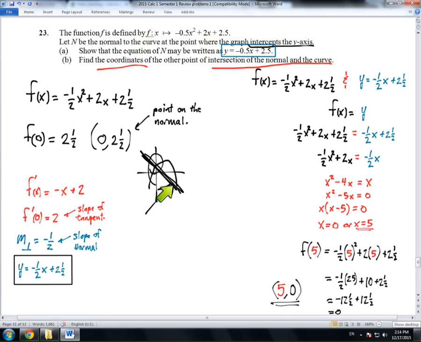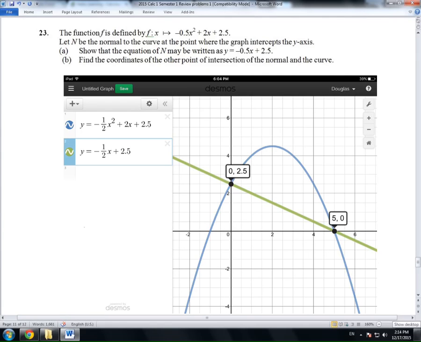And now my picture was a really bad sketch. It's up here somewhere. So I'm going to go to Desmos, and sure enough, when I put this into the graphing calculator and I put in the equation of the normal and the given function, the other intersection is (5, 0), just like my work said it would.